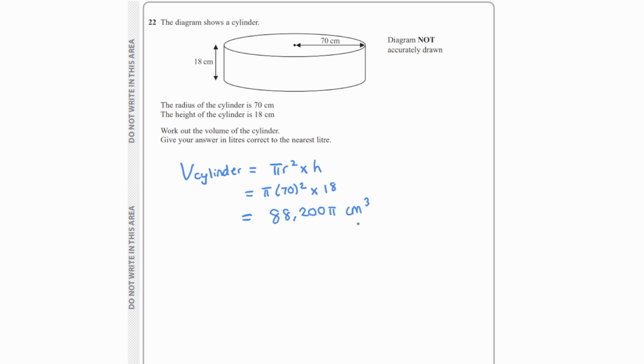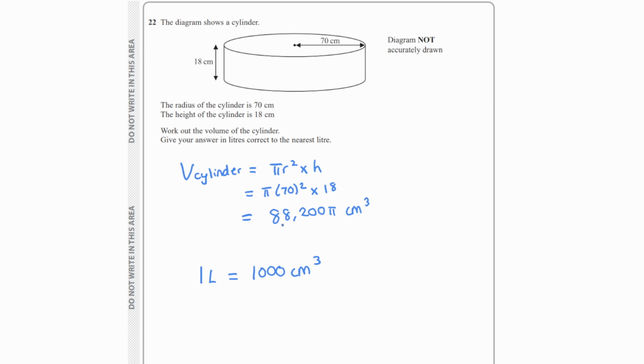centimeters cubed. Okay, so that's the volume of the cylinder in terms of pi. It has asked us to work out the volume of the cylinder, but to give our answer in liters. So what we need to know is that 1 liter is equal to 1,000 centimeters cubed.